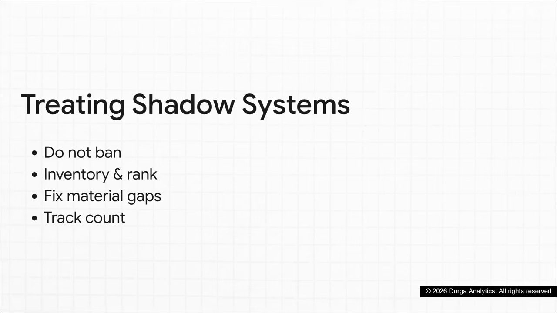Then, rank them by materiality. Which ones are actually feeding your reported numbers? Fix those specific ETRM gaps first. Ultimately, treat your shadow system inventory count as a core system quality metric. If that spreadsheet count is going up, your ETRM is drifting further away from what your desk actually needs to trade.